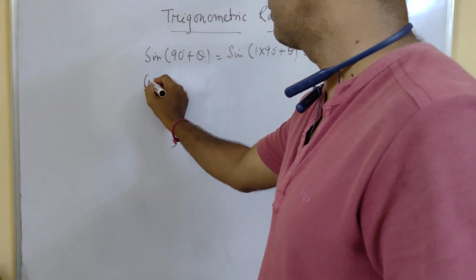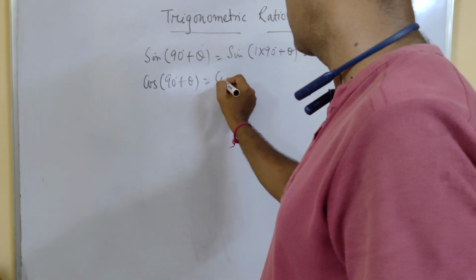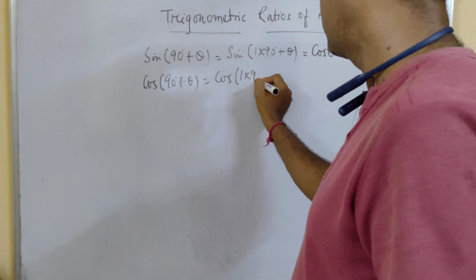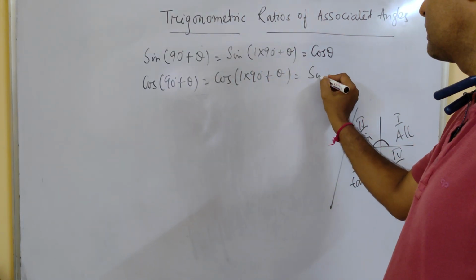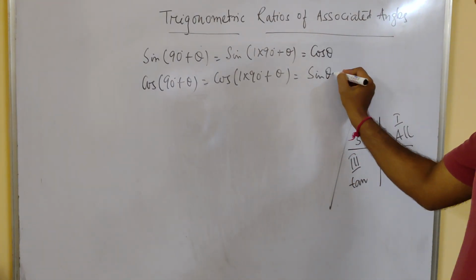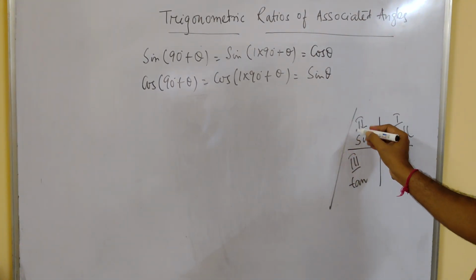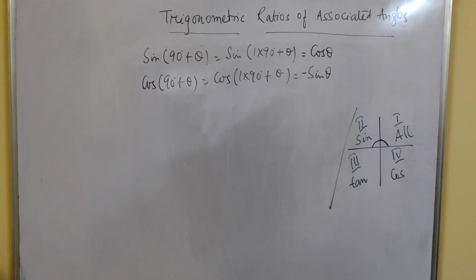And cos of 90 degree plus theta, similarly, cos 1 into 90 degree plus theta is equal to sine. It is an odd number, so it changes. So it is sine theta, and 90 degree plus theta means it is the quadrant of sine. So it is minus sine theta.